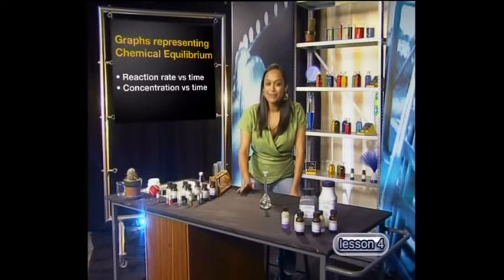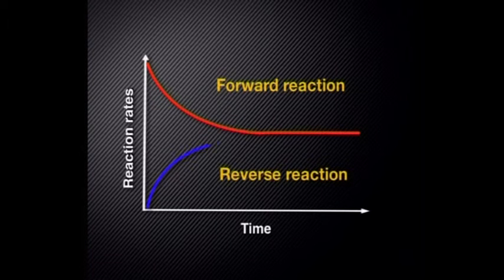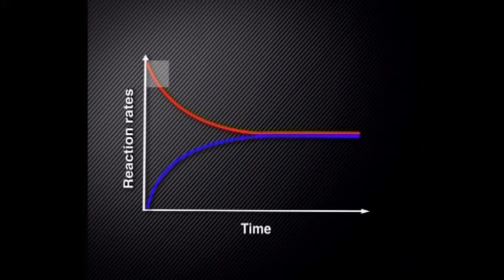Right. With that microscopic view in mind, let's work out what the graph of reaction rate versus time will look like. We'll show the rate of forward reaction in red and the rate of the reverse reaction in blue. When the reaction starts, the forward reaction has a high reaction rate. There are many effective collisions and lots of product molecules form.